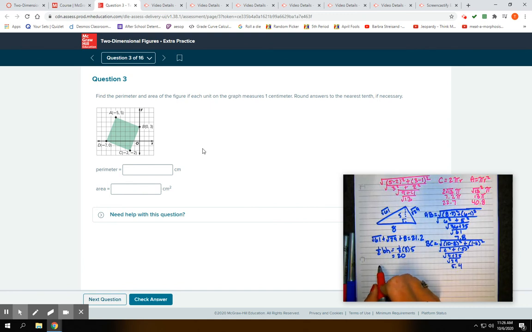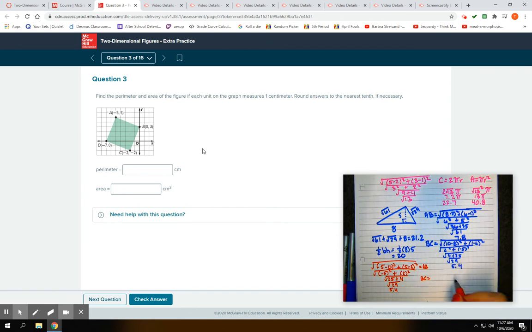So here we go. We've got the change in our x's and the change in our y's. So -5 minus 0 is -5 squared. 5 minus 3 is 2 squared. So that's 25 plus 4, which is 29, or about 5.4. So that's for, I forgot to mark that was for AB.